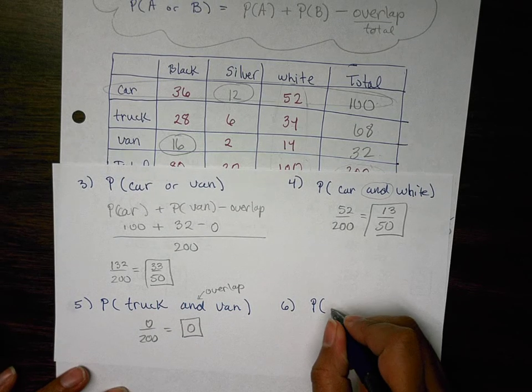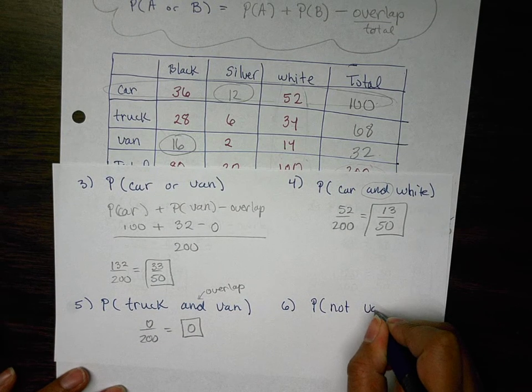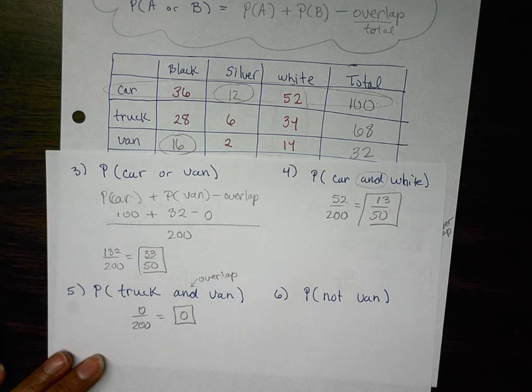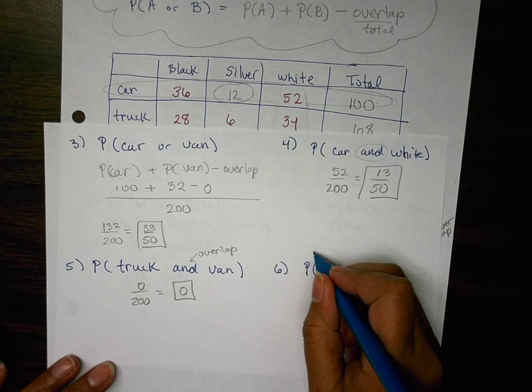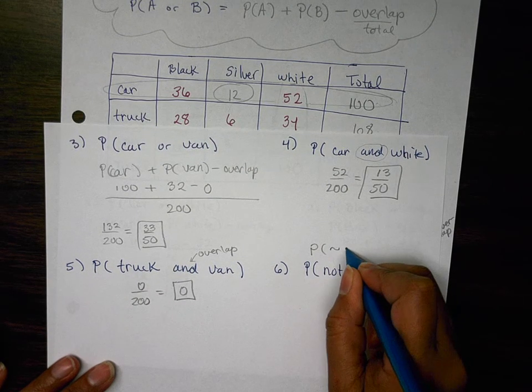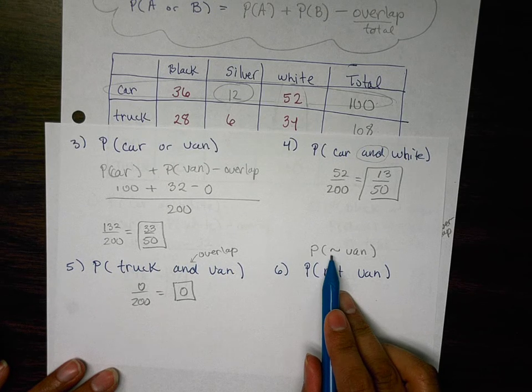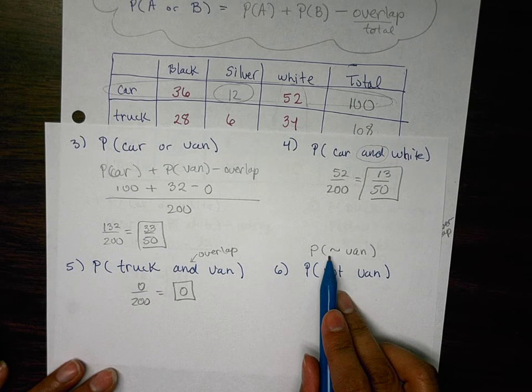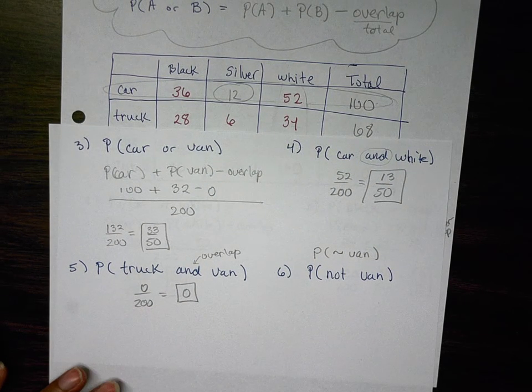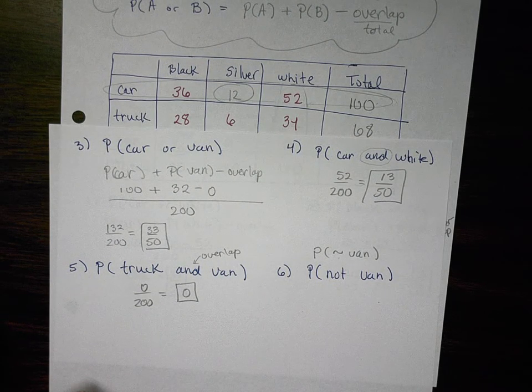Number 6. Probability not van. I'm going to write it another way you may see it. You remember I talked about that tilde? Not van, that means not. So if you ever see that, it means not. Not van, or the complement of a van. This means it's everything except the van.